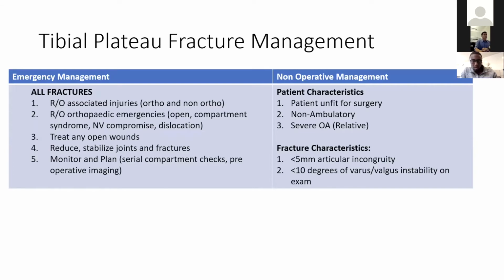So basic stuff for how you're going to manage these after you recognize the imaging and go through it is this: emergency management applies to every single plateau you see, whether you think it's high energy or low energy. You need to make sure that there's nothing else going on, treating the open wounds, reduce and stabilize the joint, and then monitor them. It's the exception that these patients go home. They should stay in overnight at least.